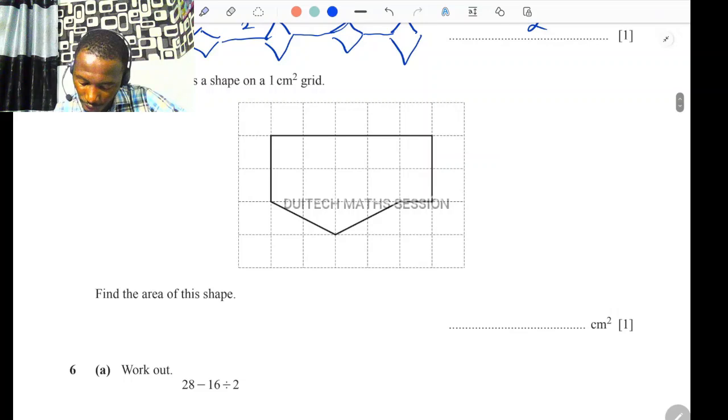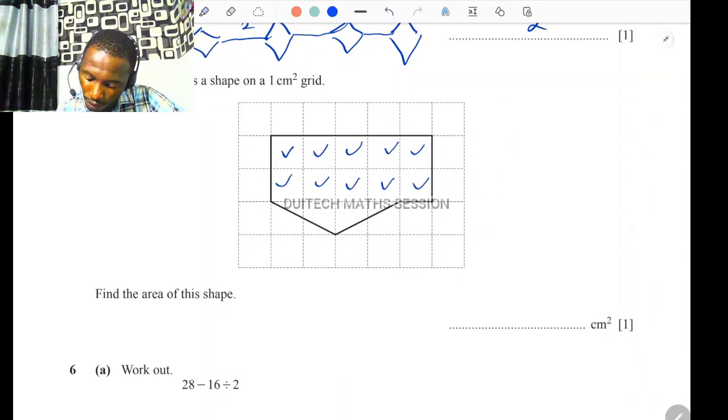We should find the area of the shape. So how many squares are complete in this irregular shape? We have 1, 2, 3, 4, 5, 6, 7, 8, 9, 10. Now these ones are half. If you notice, this point here and this point here are the same. So we can use this one to complete this one, 11.